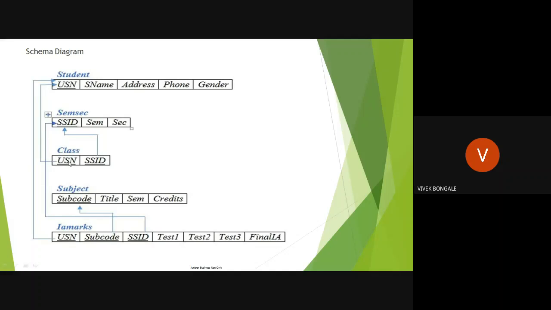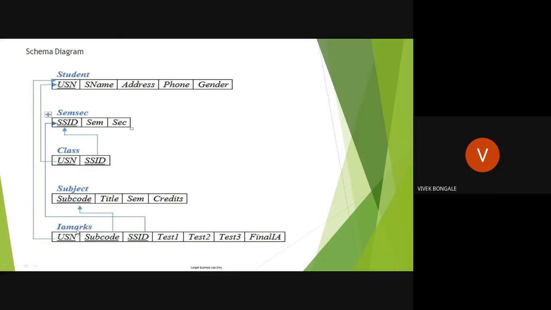Then when it comes to the third table, USN and SSID, these two attributes are acting as a foreign key to the table class. But we already inserted the values to the USN and SSID, so we can use the same value to be inserted in the class table, right? So next is subject. Here, subject code is acting as a primary key. So we can insert the values first to student table, second to section table, third to class table. Next, subject.